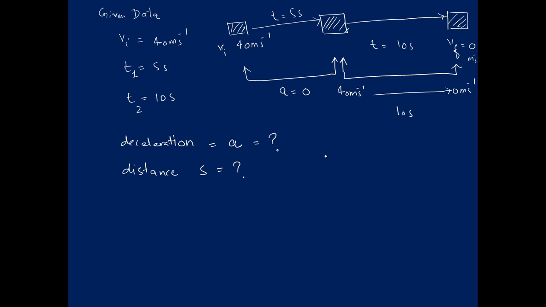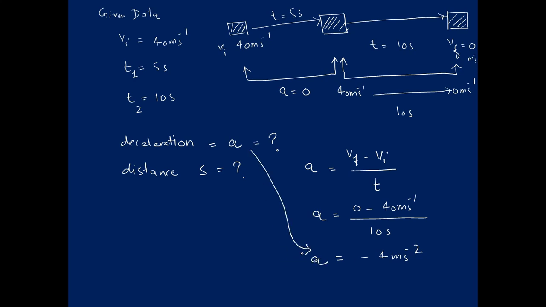To calculate the deceleration, as we know that acceleration is equal to change of velocity, it means the final velocity minus the initial velocity divided by time. So a is equal to 0 minus 40 meters per second divided by 10 seconds, which is equal to negative 4 meters per second squared. So this is the deceleration we have calculated here.